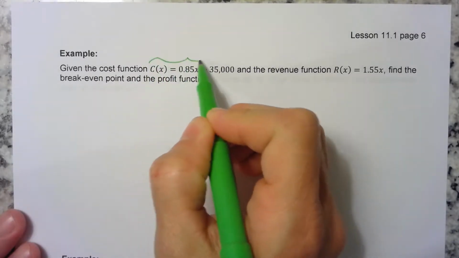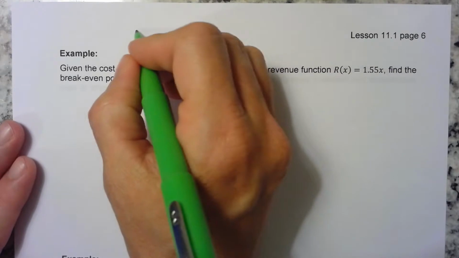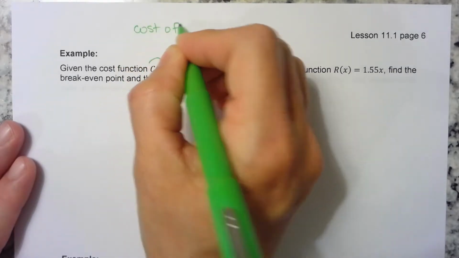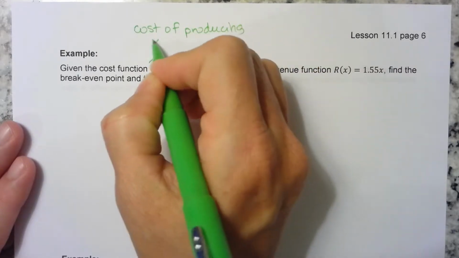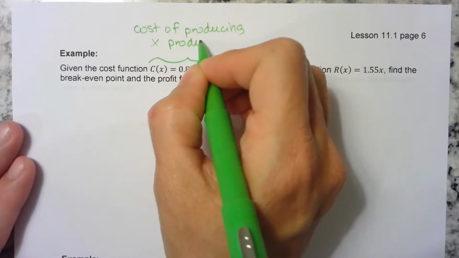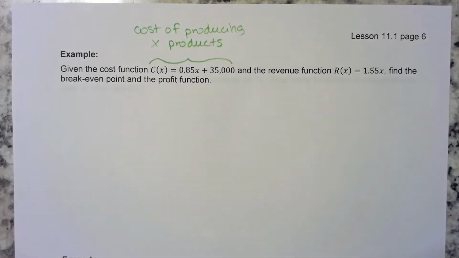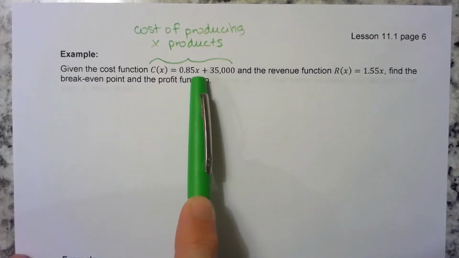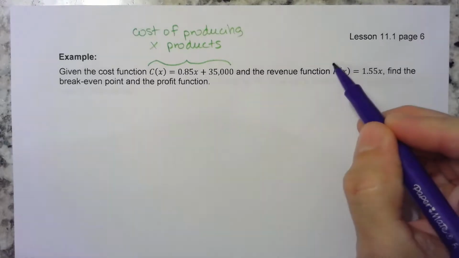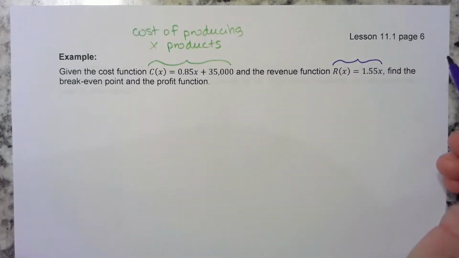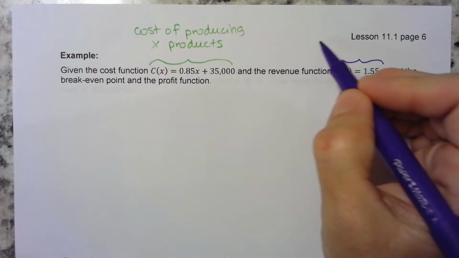Well, the cost function represents the cost of producing X number of products. That's how much it would cost a particular company to produce X products. So if they wanted to just produce 2 products, they would put a 2 for X and they would know the cost for producing those 2 products. So what does R of X mean? This is revenue. Revenue is the income from selling X products.